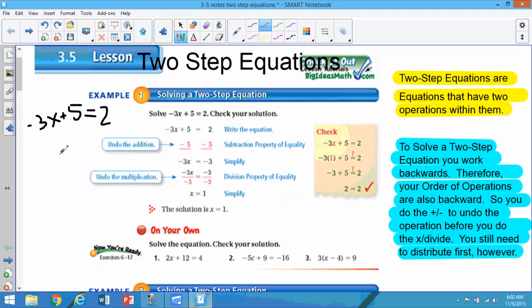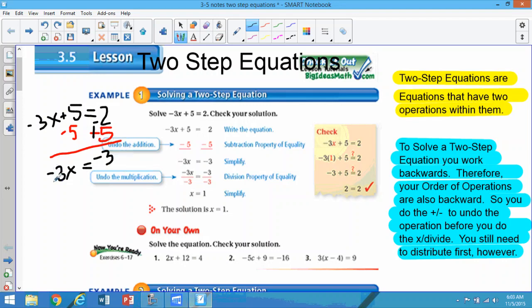So what I need you to do when you're solving equations like that is you're going to, like I said, work backwards, and you're going to undo the addition before you do that multiplication. So to do that, because this is plus 5, you're going to subtract 5, or add a negative 5. So this becomes then a negative 3x. You just bring the negative 3x down. Before it would just be an x, now it's a negative 3x. And then 2 minus 5, or 2 plus a negative 5, is a negative 3.